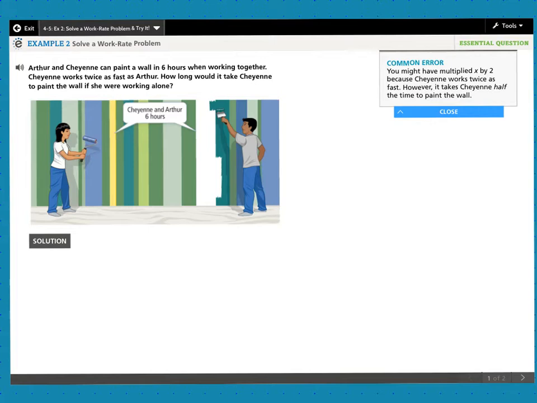So here we go. Arthur and Shanine can paint a wall in 6 hours when working together. Shanine works twice as fast as Arthur. How long would it take Shanine to paint the wall if she were working alone?